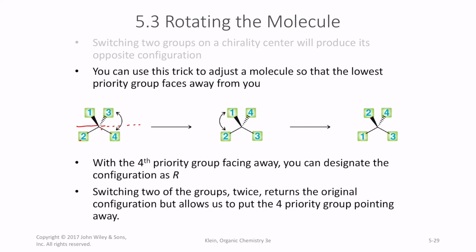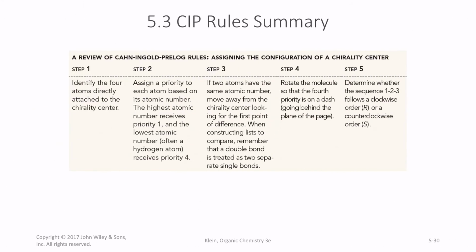Now, the same way, you can always use this trick to adjust a molecule so that always the lowest priority one faces away from you. So with always the fourth priority group facing away, you can designate the configuration here as R. Notice that this is clockwise, so we can put a priority R. So let me give you a summary of the Cahn-Ingold-Prelog system.